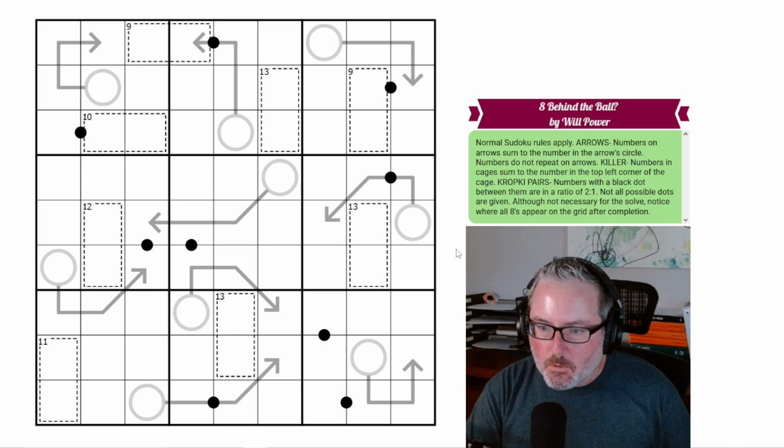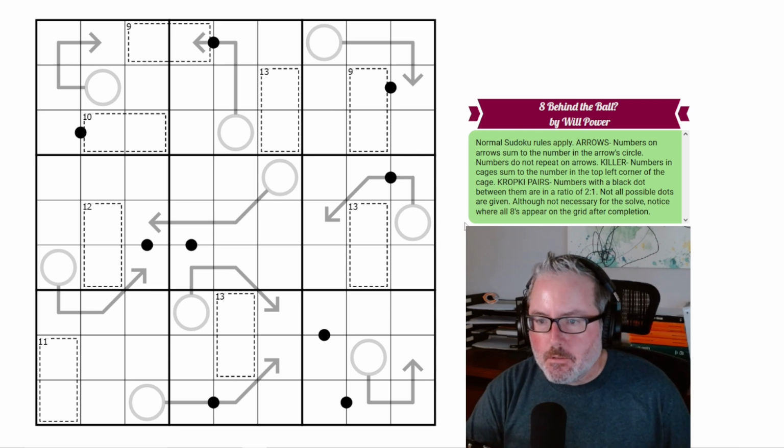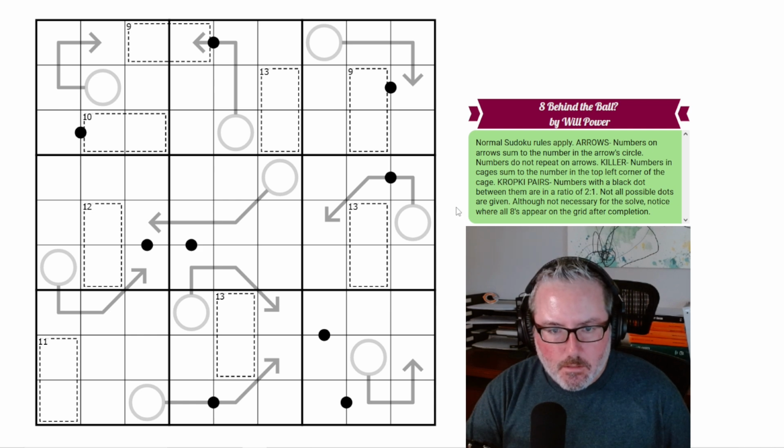What else do we have? There's one more line in here. Although not necessary for the solve, notice where all 8s appear on the grid after completion. What is that going to mean? I don't really know. There must be some formation of 8s that is somehow interesting to the overall solve. I guess we'll wait and find out. But those are our rules, and let's get started on this thing and see if we can figure it out.